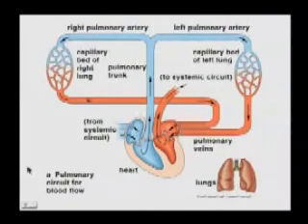Here we are looking at the pulmonary circuit. So our systemic venous return from the right goes through the right AV valve into the right ventricle, out through the pulmonary semilunar valves, through the pulmonary trunk, into the right and the left pulmonary arteries, through the capillary bed of the lung, oxygenated, and then returned to the left atrium, through the left AV valve into the left ventricle, out through the aortic semilunar valve to the systemic circuit that we'll look at next.